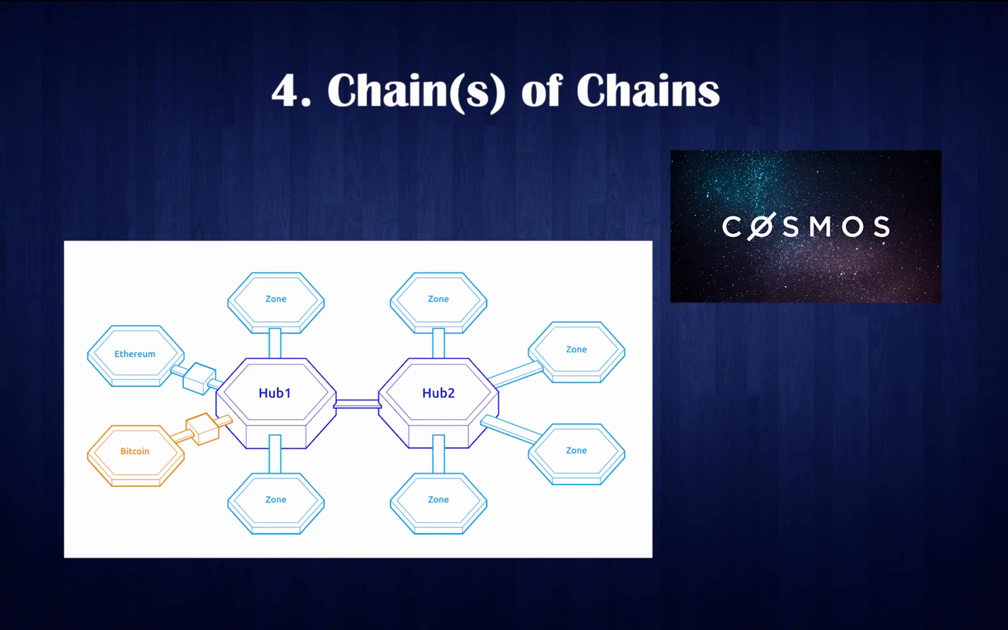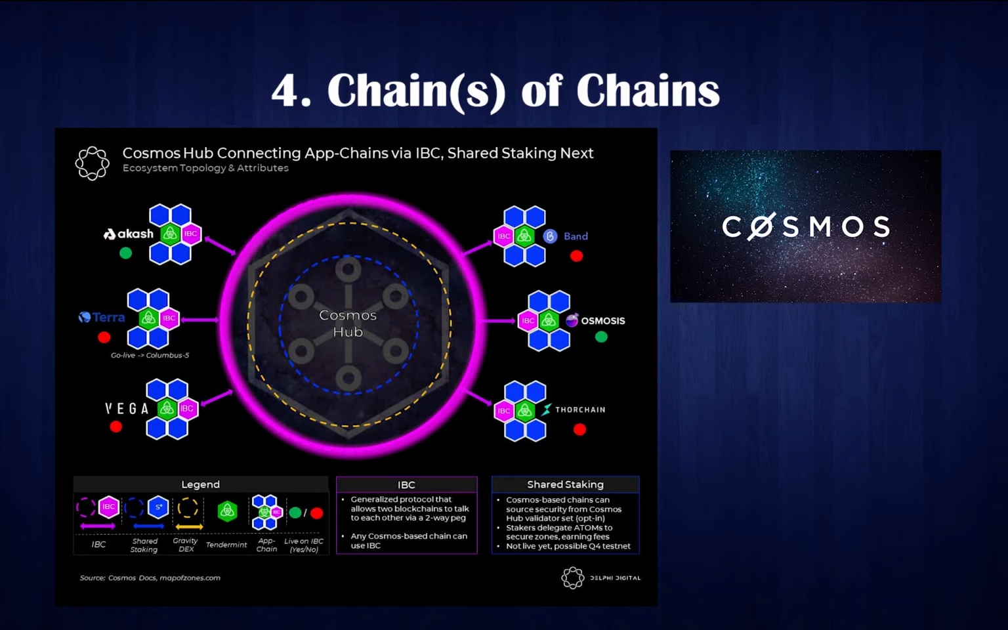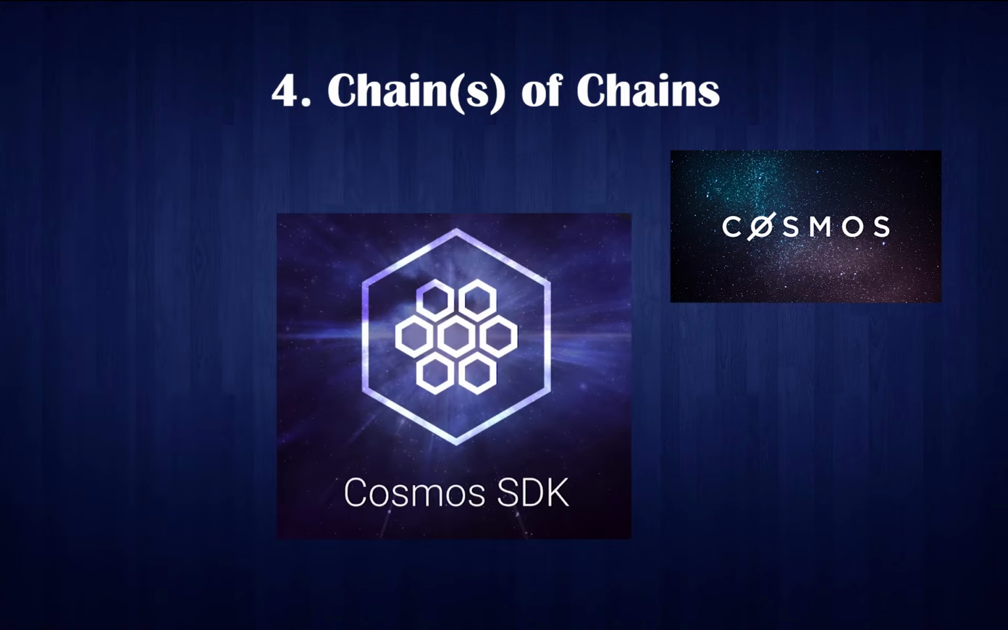Cosmos, on the other hand, has hub and zones architecture. Hub is like the airport and zone is like the country. Cosmos has Inter-Blockchain Communication Protocol, IBC, as its backbone to connect many blockchains together. Cosmos also has Cosmos SDK, a framework for other developers to easily build on Cosmos.